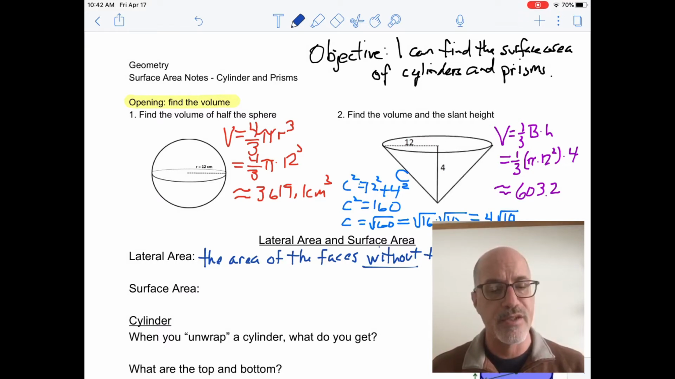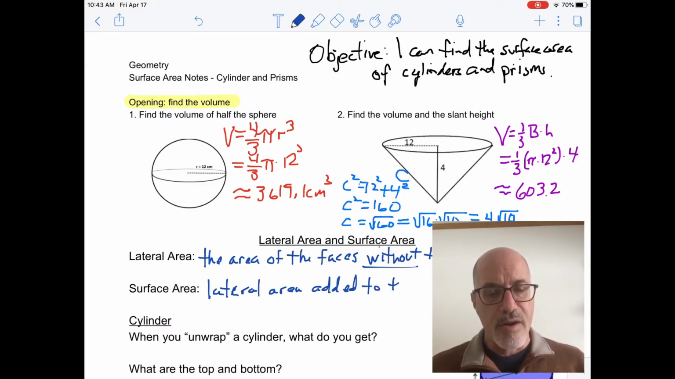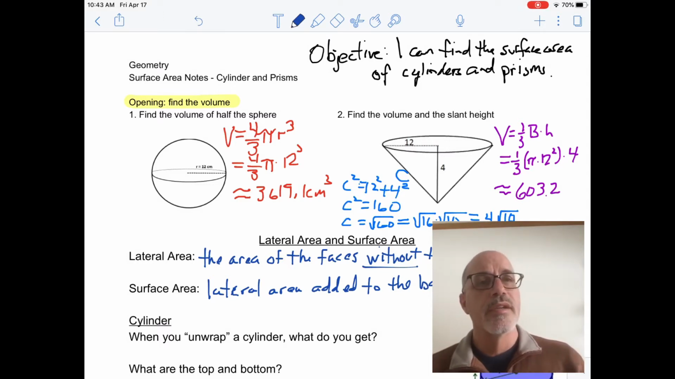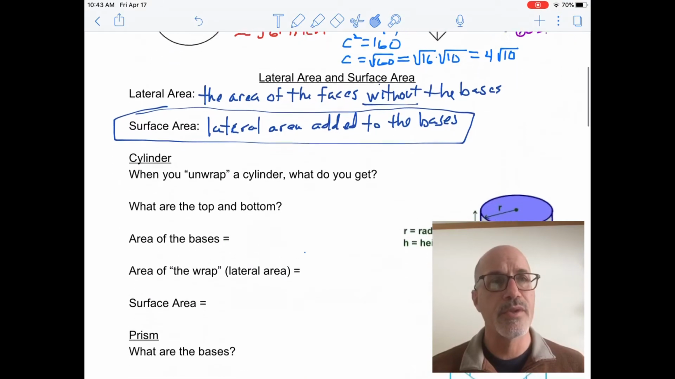So the area of the faces without the bases, whereas the surface area itself is where we take that lateral area and we add it to the bases, the top and the bottom. So we take the area of everything. Sometimes we'll call it surface area, sometimes we just say area of the figure, sometimes we'll say total area. So if you add that lateral area to the bases, you get your surface area. So those are two ideas that you should know, and so probably a good idea to write those two down. So let me scroll up so you can see those.